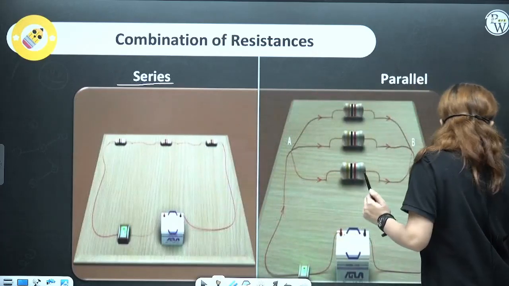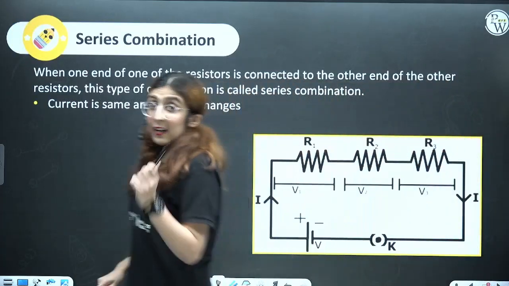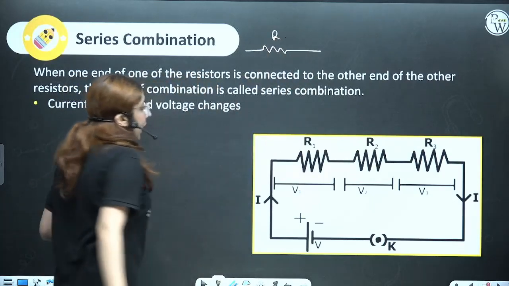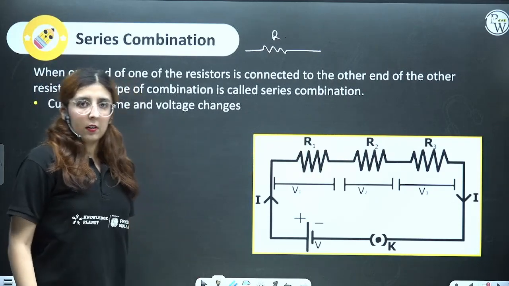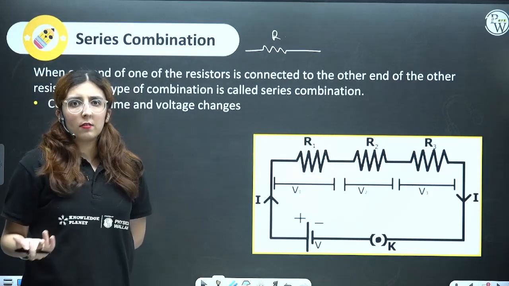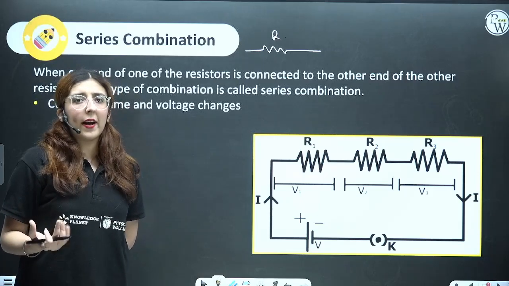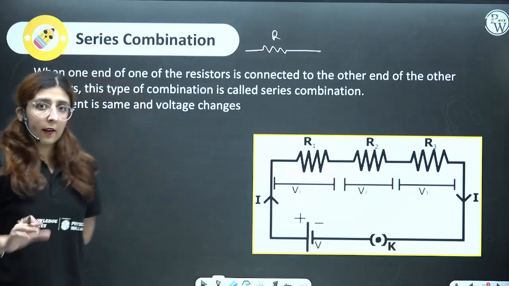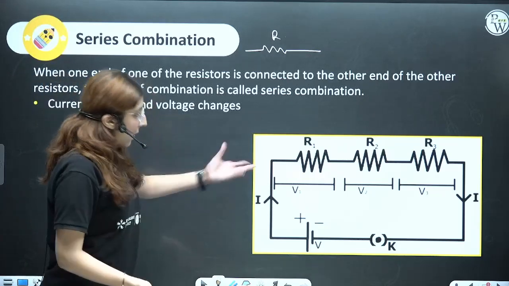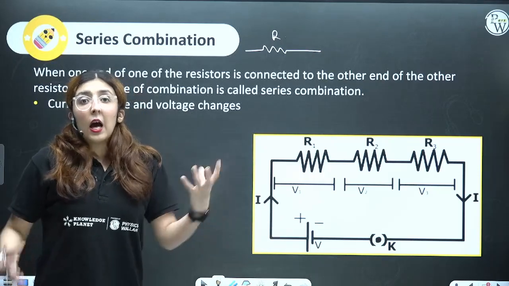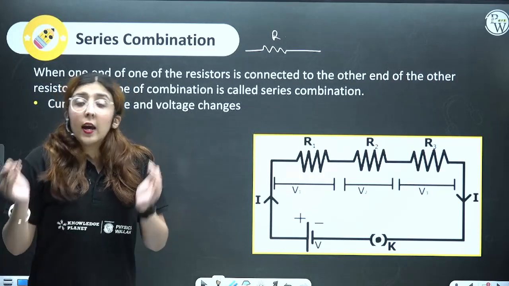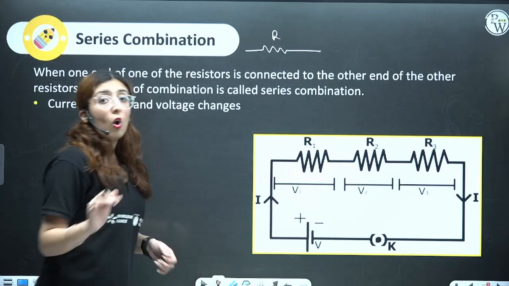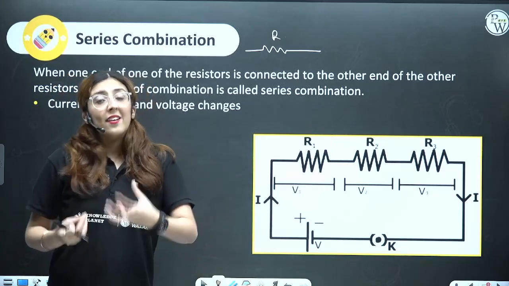So when we talk about series combination, everyone, as I told you, this is the symbol for resistance. In series combination, more than one resistance is there. So of course, if I say find out the net resistance, how are you going to do that? If I talk about what is the current, what is the voltage, and you don't have an ammeter or voltmeter, only this apparatus is given to you, how are you going to solve a particular scenario? First of all, when more than one resistance is there, we always talk about equivalent resistance or net resistance.